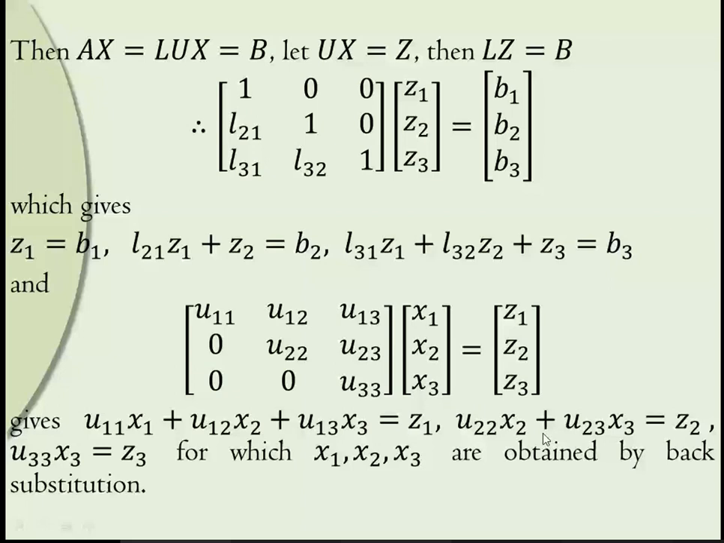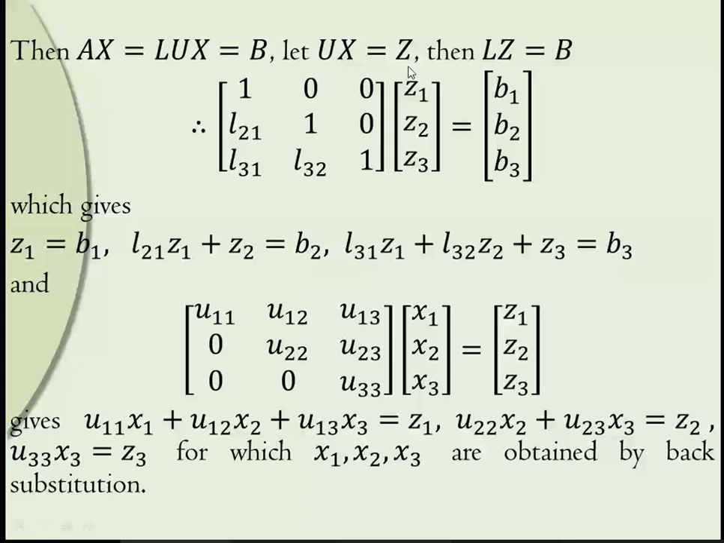So what to do? Firstly, we have to write A as product of L into U, then replace Ux by Z. It becomes L into Z equal to B. Then first solve this, get the value of Z. Then put Z here and solve this to get X.